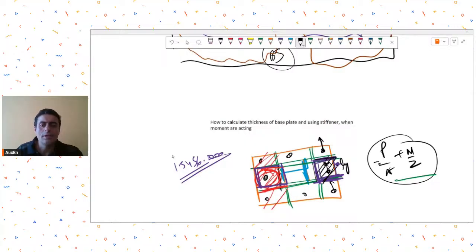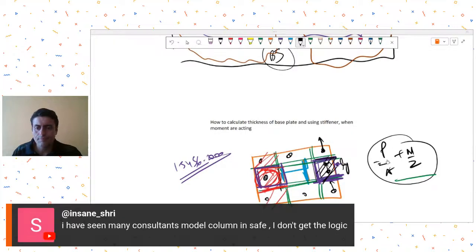All right. So these were the queries from the Google form. Now let us see if we have any query in the live comments. Insane Shri is asking, I have seen many consultants model column in SAFE. I don't get the logic.